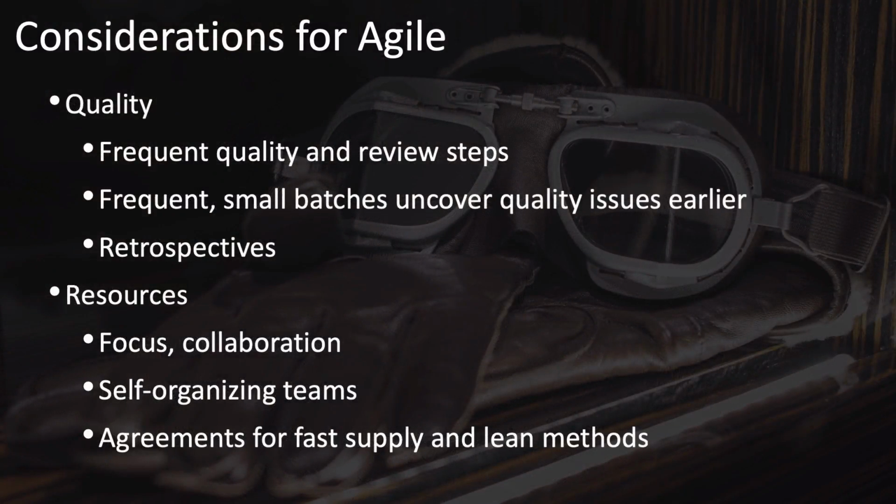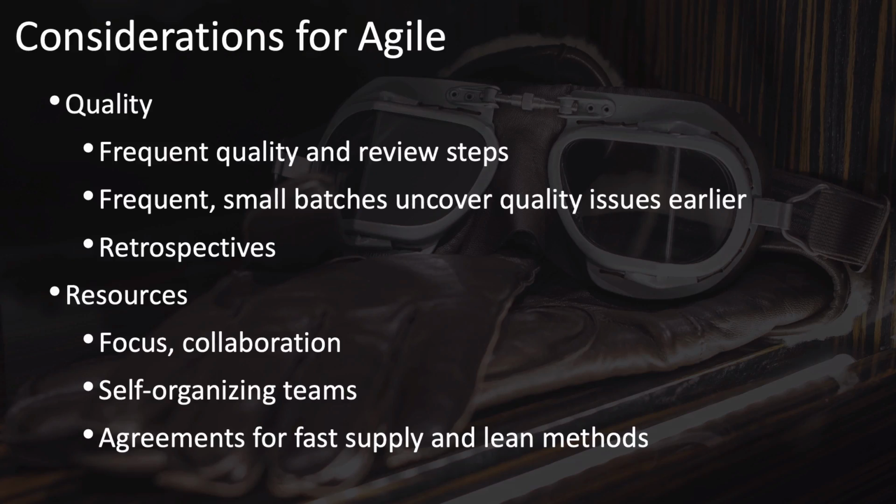Agile approaches support quality by having frequent quality reviews and by working on small batches of work at a time, allowing for frequent review of quality and making it easier to discover and correct quality issues earlier in the project, as well as retrospectives that allow you to investigate and improve quality.